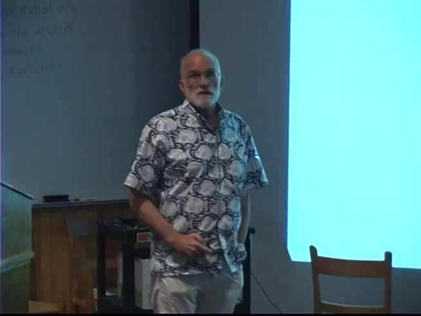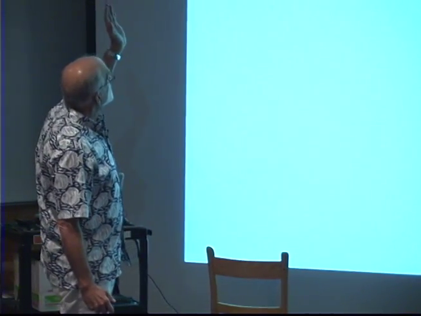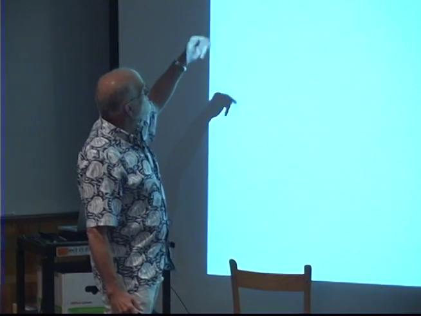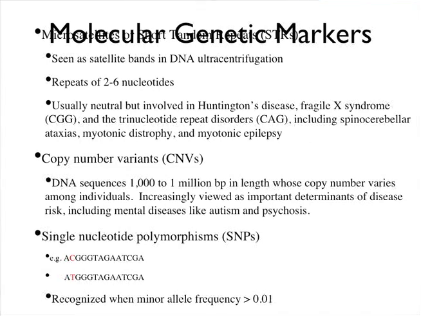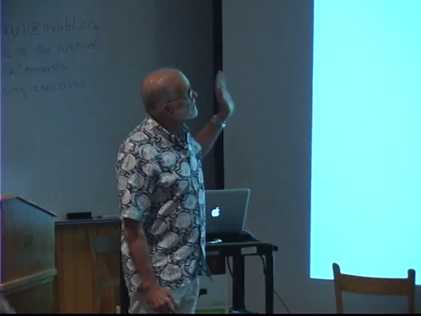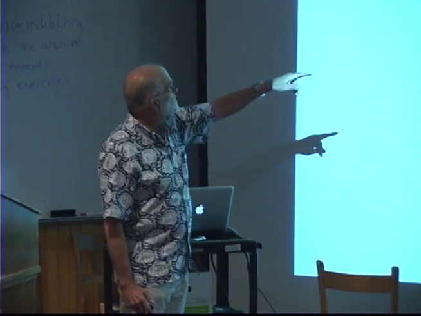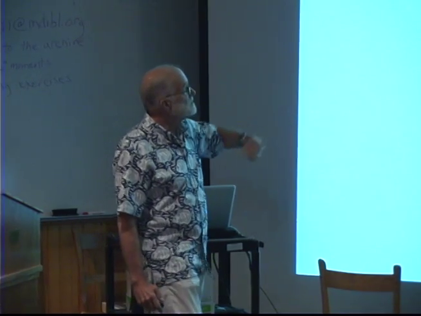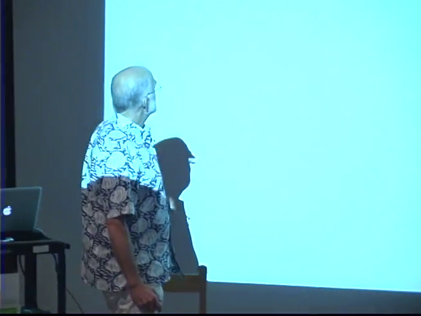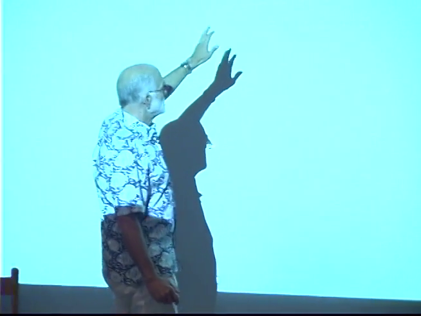A little bit about some of the markers that are used when geneticists look into the genome. Fifteen years ago, they were using microsatellites. These are short tandem repeats, so you can pick those up as bands if you chop up DNA and put it in an ultracentrifuge. These are repeats of 2 to 6 nucleotides. They're interesting in medical genetics because they're involved in things like Huntington's disease, Fragile X syndrome, trinucleotide repeat disorders, spinocerebellar ataxias, myotonic dystrophy, things like that.